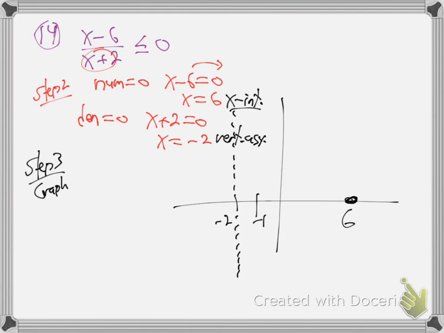Just 0, 6. 6, 0. Yeah, 6, 0. Or y is 0. That's what an intercept is. We good to there? It's making sense so far.